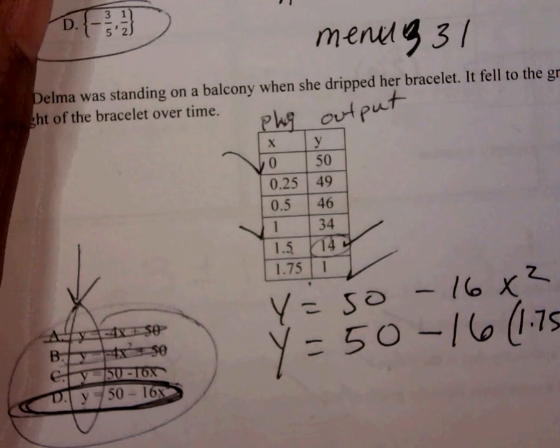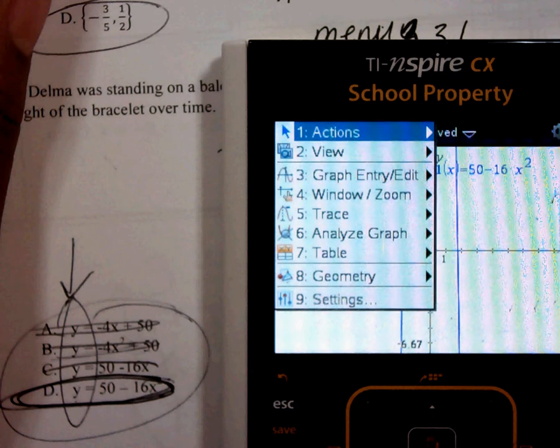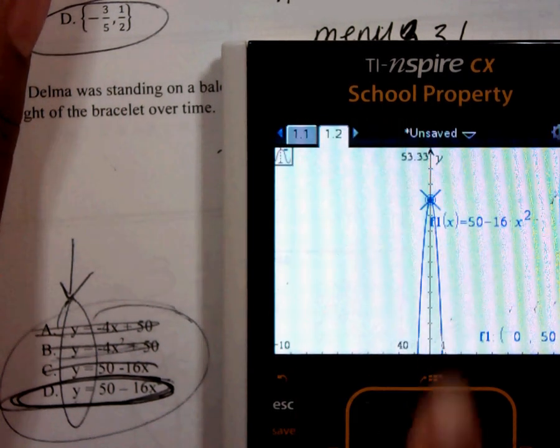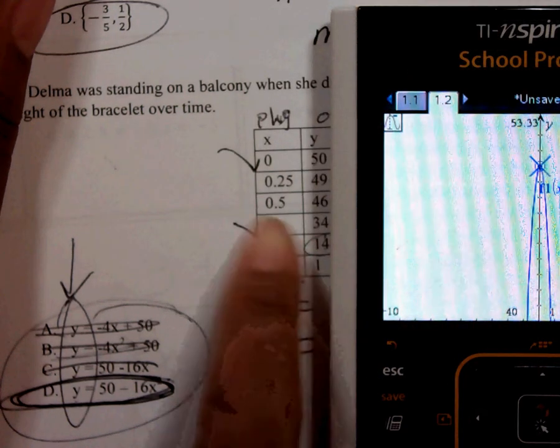Yeah. Well, I'm going to show you how to trace real quick. If you press menu and then go down to trace, and I've never shown you this in class. And now all I have to do is type in the x value. So I type in 0.5.